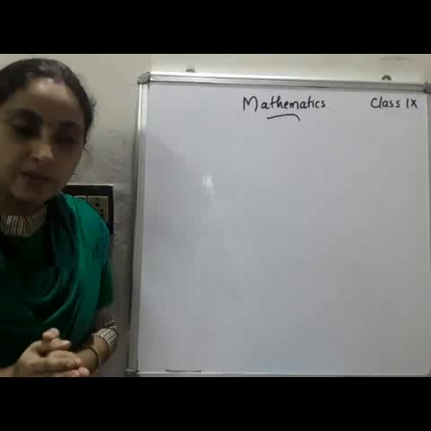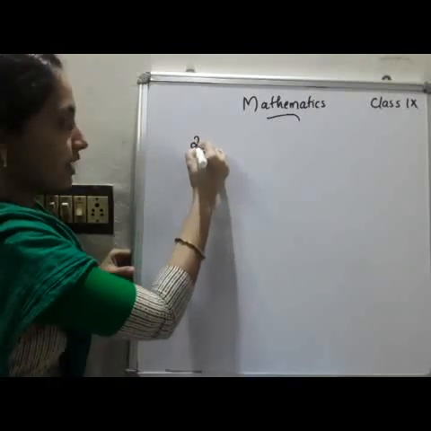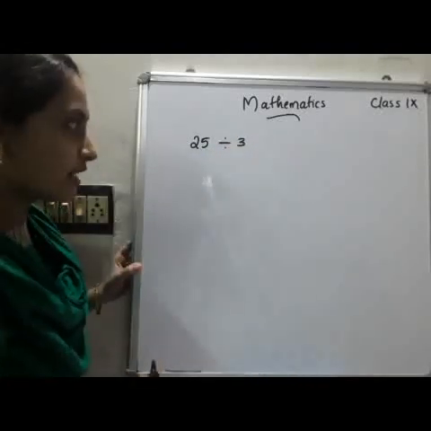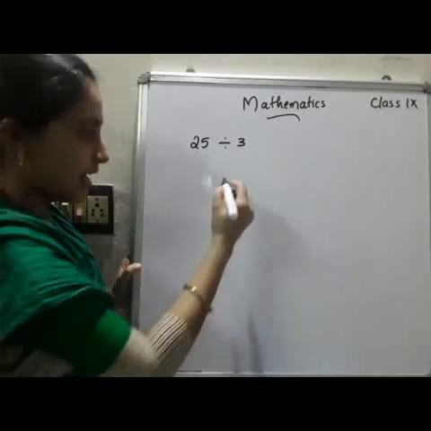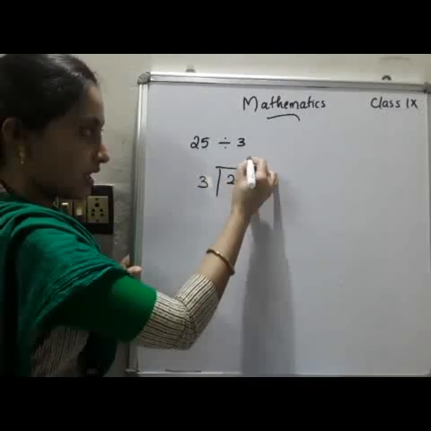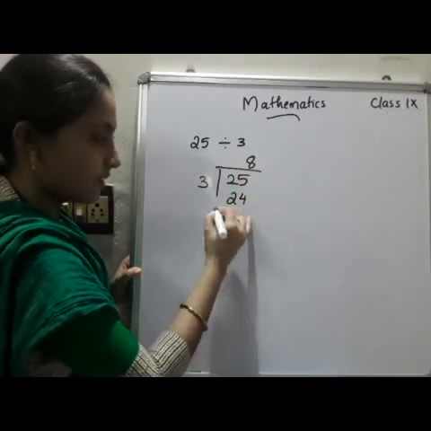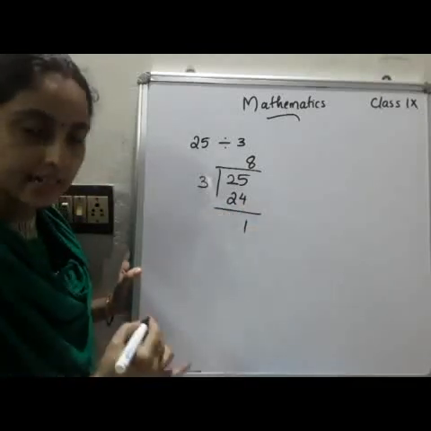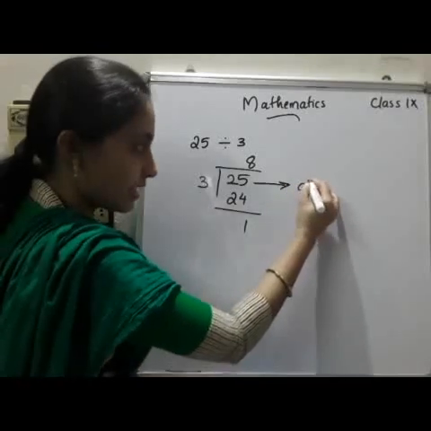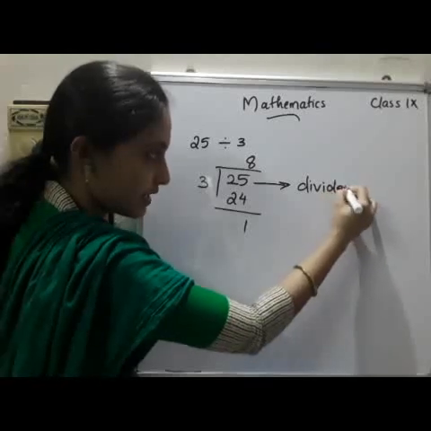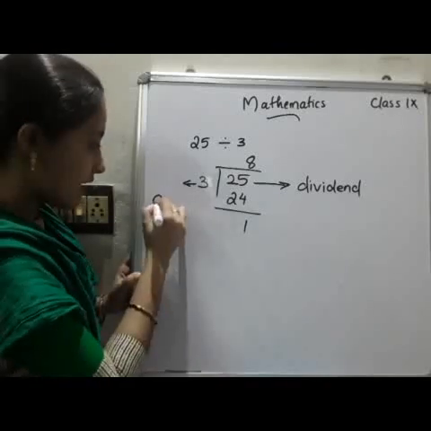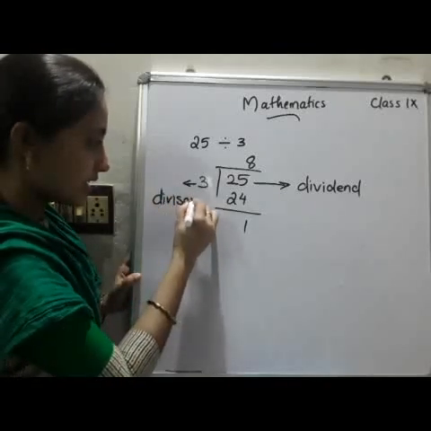Okay. So I'll write one number here, that is 25. Want to divide 25 by 3. How will you divide 25 by 3? Yes, 25 divided by 3. How many times? 8 times. That is 24. And the remainder will be 1. Is it clear? Yes. So in this step, 25 is what? 25 is known as the dividend. That is studied in the lower class. Dividend. Okay. And 3 is what? 3 is the divisor.